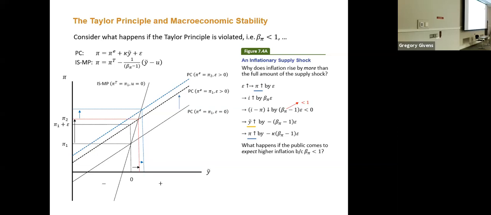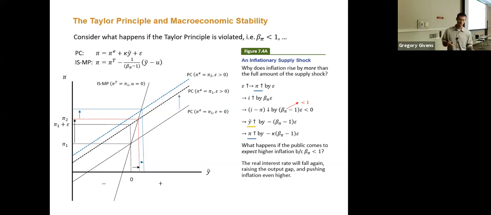And so you see here theoretically that when the central bank is unable to satisfy the Taylor principle, it can lead to a great deal of macroeconomic instability in response to shocks. And if our expectations adjust quickly because of that failure, the instability can be even greater, right? That's what the theory suggests. That's what the theory is telling us.